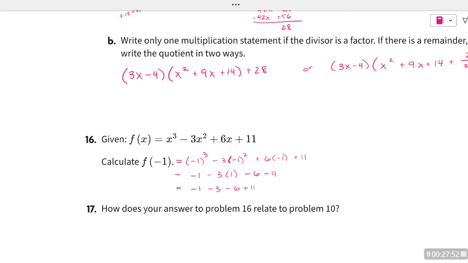You can do this in whichever order you choose. Negative 1 minus 3 is negative 4 minus 6. We get negative 10 plus 11. So this whole thing comes out to just a positive 1. So f of negative 1 is positive 1. So there's the answer to 16.